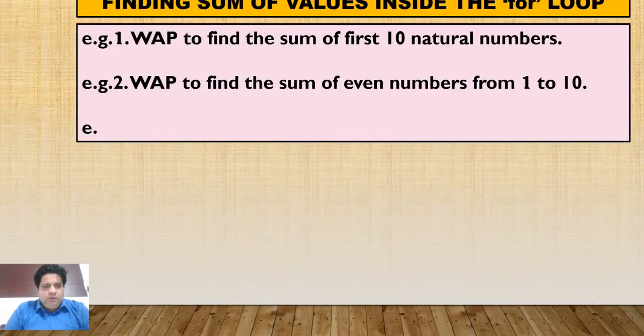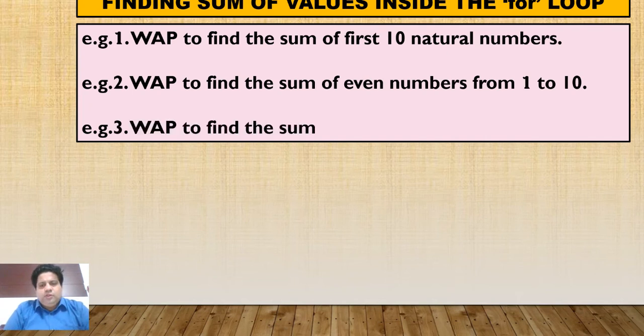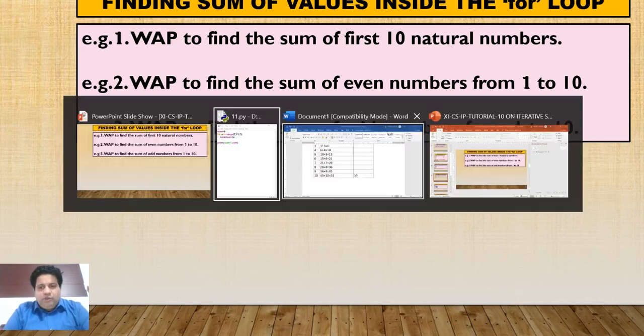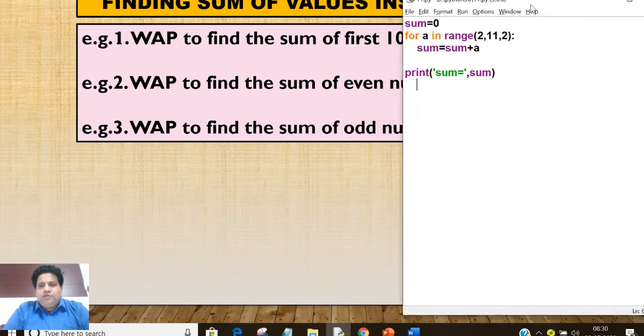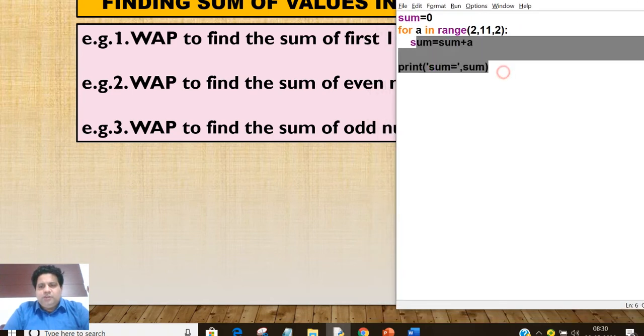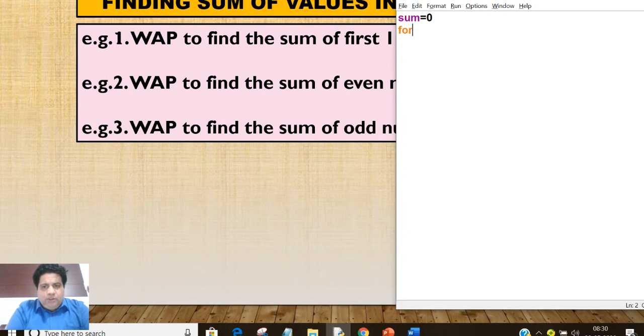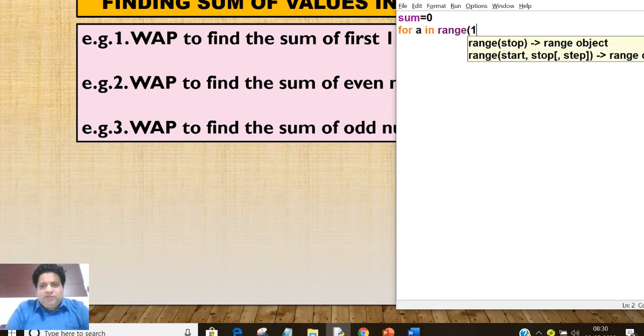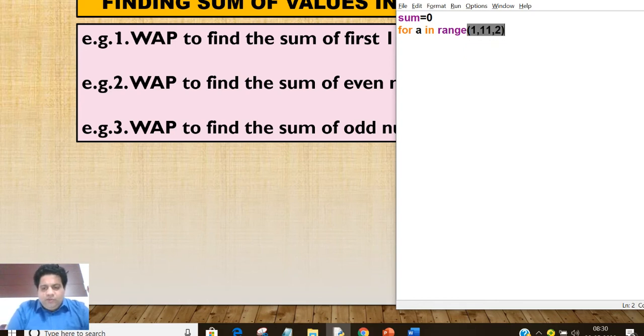Next, write a program to find the sum of odd numbers from 1 to 10. Now can you try on your own? Odd numbers from 1 to 10. It means again sum will be 0, for a in range. Now odd number starts from 1. Where does it go up to? Up to 10. So give 11. And odd numbers increase by how much? By 2. Now again write the formula sum equal to sum plus a.